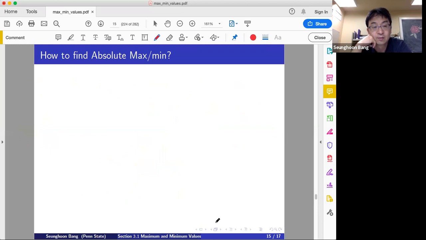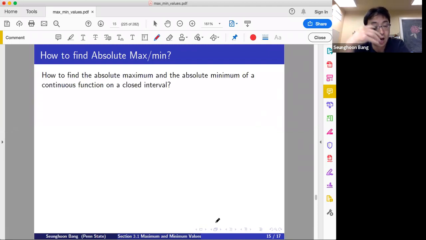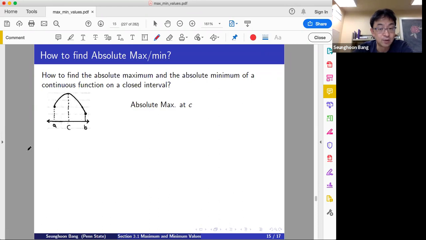The next one. How can you find the absolute maximum and absolute minimum from the graph? I'm going to give some ideas. How can you find the absolute maximum and absolute minimum of a continuous function on a closed interval? I'm going to give some examples here. What happens? Absolute maximum at C, absolute minimum at B.